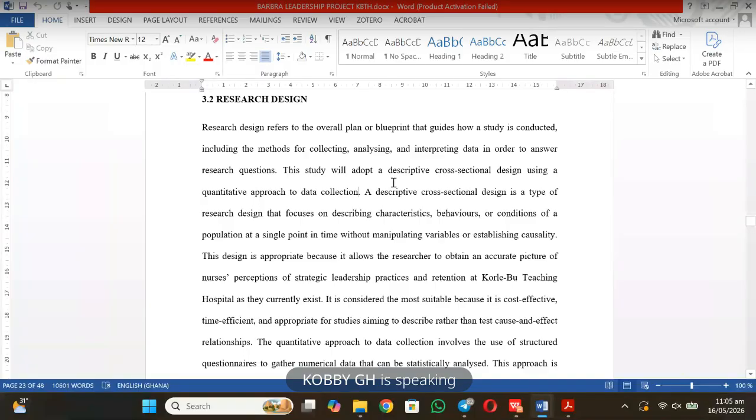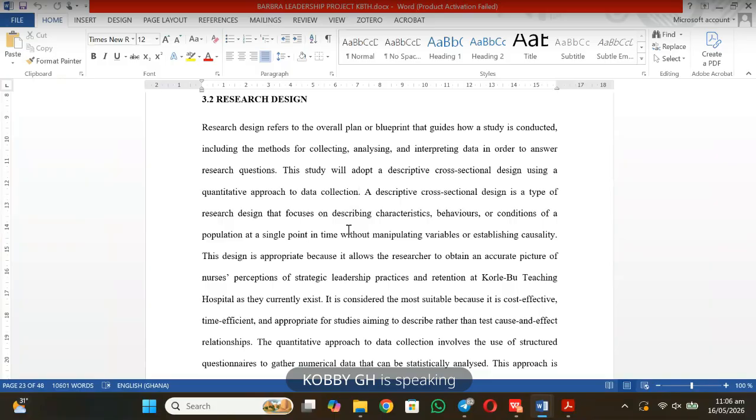When you finish, you define what the descriptive cross-sectional design means and give one advantage. Then you also define what quantitative approach to data collection means and give an advantage. When you finish, you now come and tell them the reason why you're studying. That's the last thing you do. You tell them why the design and the approach that you've chosen is suitable for your study.